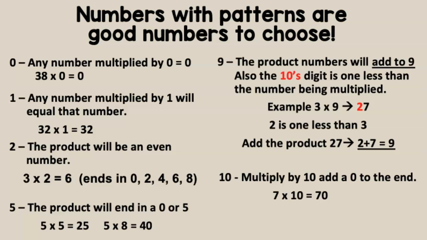Here's a trick with the 9. You've all heard of the fingers trick, but this is another one. If you look at 9s, the product numbers will add to the sum of 9. Also, the tens digit is 1 less than the number being multiplied. So an example is 3 times 9. You take the number 1 less than 3, so the number is 2. You now have to add up to 9, so 2 plus 7 is 9. So 2 is 1 less than 3. Add the product, 27. 2 plus 7 is 9. Just a way to check yourself.